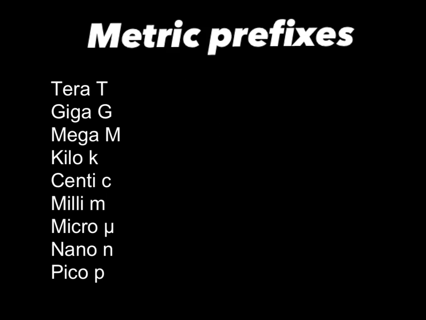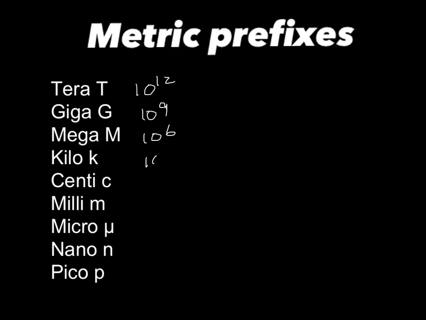So here's some of our metric prefixes and what they mean. Tera. Tera's really big. You might be seeing right now terabytes in a computer. Terabytes are 10 to the 12 bytes. Giga is 10 to the 9. A gigabyte is a billion bytes. 10 to the 9 is a billion. Mega is 10 to the 6. Are you starting to see a pattern here? You should start to see a pattern here.